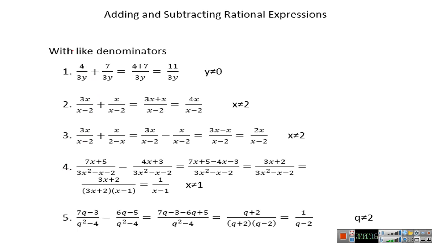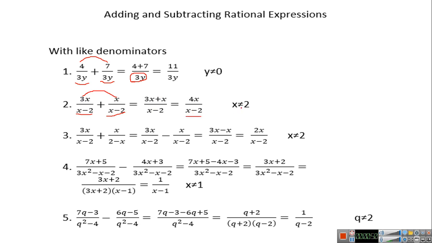Suppose you want to do a sum with like denominators, like this one here. If you have the same denominator, 3y and 3y, all you do is add the numerators, and the denominator is the same for both. So 4 plus 7 is 11 over 3y, and you know that y cannot be 0, because you cannot divide by 0. Here I also have the same denominator, x minus 2 and x minus 2. I just add the numerators, 3x plus x, 4x over x minus 2.